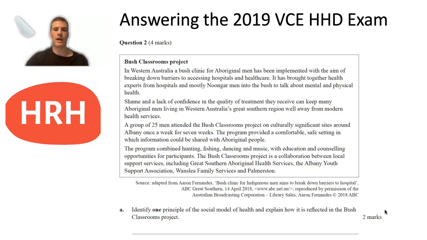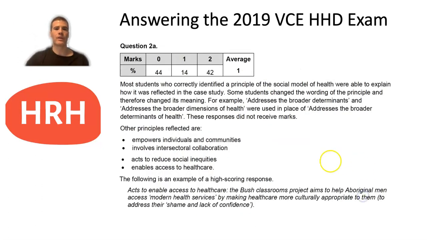So there are obviously 2 parts to that question: 1 mark allocated for your identifying and then 1 mark allocated for outlining how it's reflected in the Bush Classrooms project. And there are different ways to remember the 5 principles of the social model of health. You might have used the acronyms AREAS or IDEA. When you're identifying the principles of the social model of health, you need to make sure that essentially you get them word perfect.